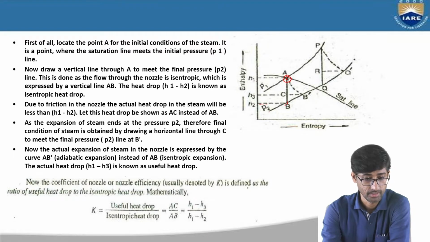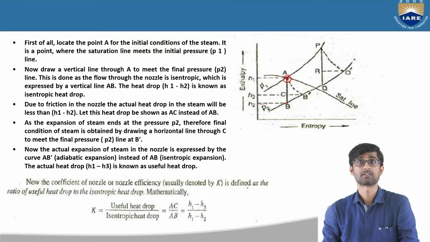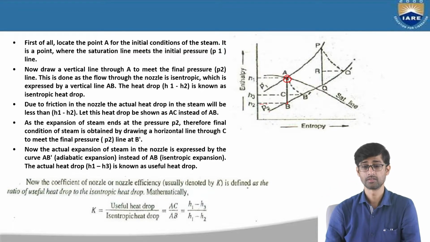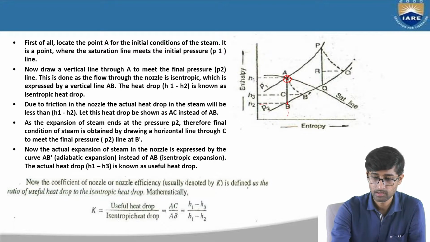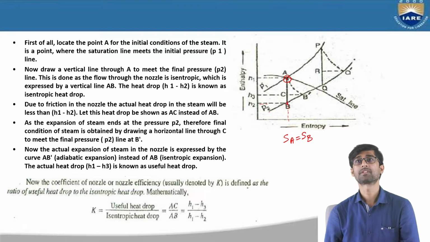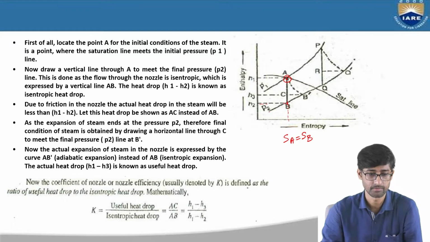Meet the final pressure here, on this line P2. This is done as the flow through the nozzle is isentropic, because we are assuming isentropic flow. Isentropic flow means the entropy remains constant. That means SA is equal to SB. The entropy of steam remains constant, which is expressed by the vertical line. Let's name this A point and this B point, and this AB is the isentropic flow.